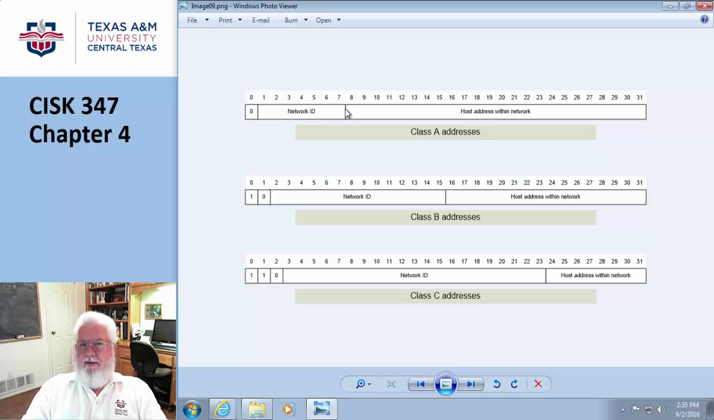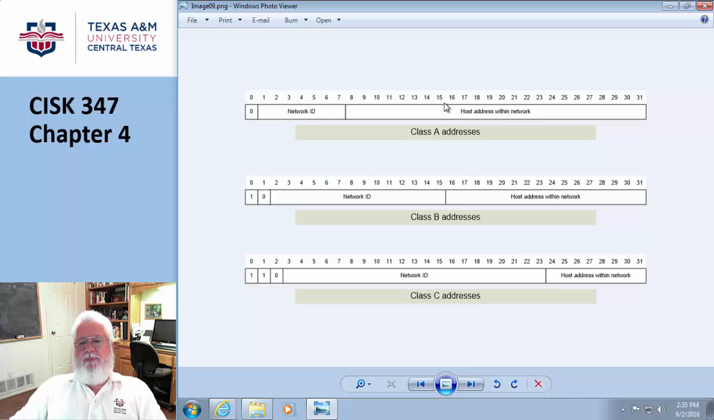So that would have to be for one big company, right? A company that has 16,000 PCs, like maybe the Army. Okay, they could get a Class A. See how they were thinking at the time?